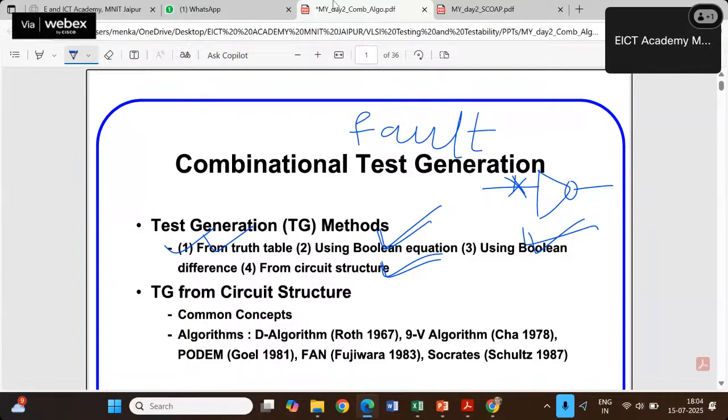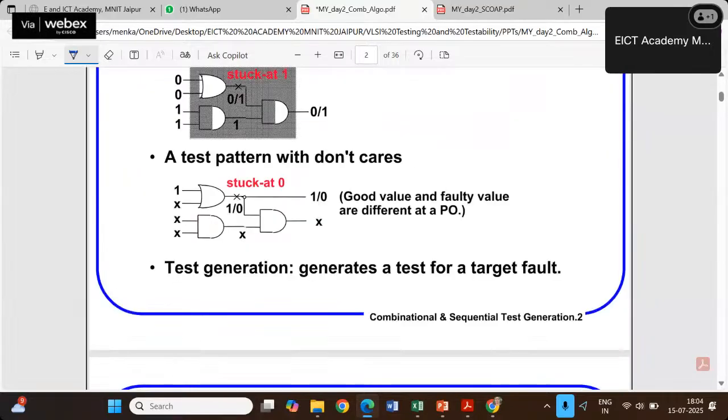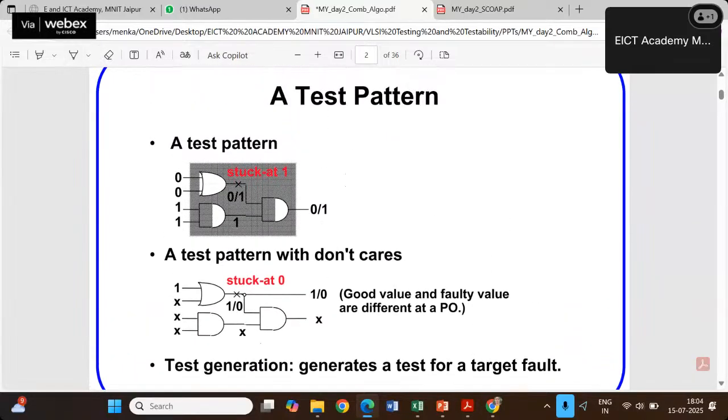So you can understand it in this way. There are four methods. First one is from the truth table, then from Boolean equations, then from Boolean difference, and from circuit structure. We'll take it one by one. The truth table method is the simplest one. We'll just look at the truth table, and by inspection, we will figure out whether this particular test pattern is generated or not. This particular example I have taken for you.